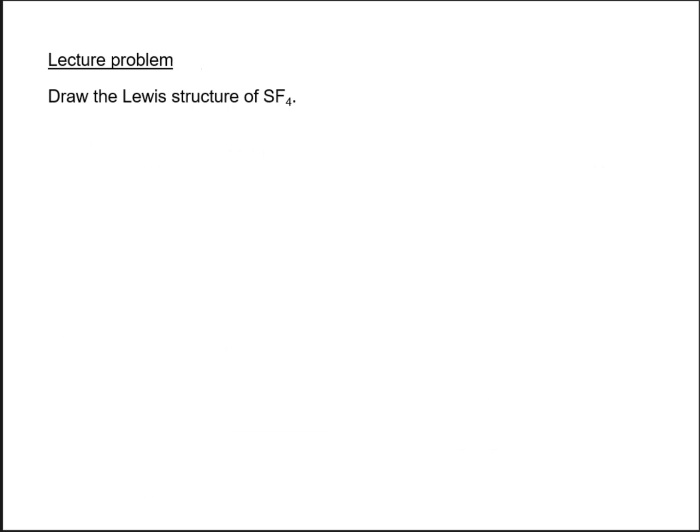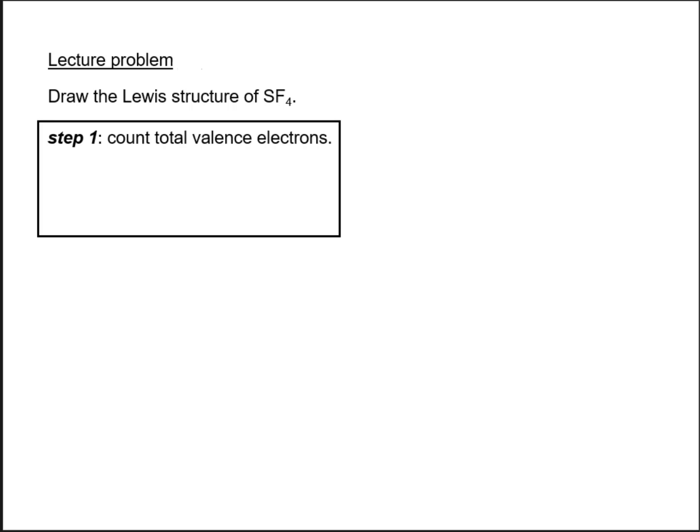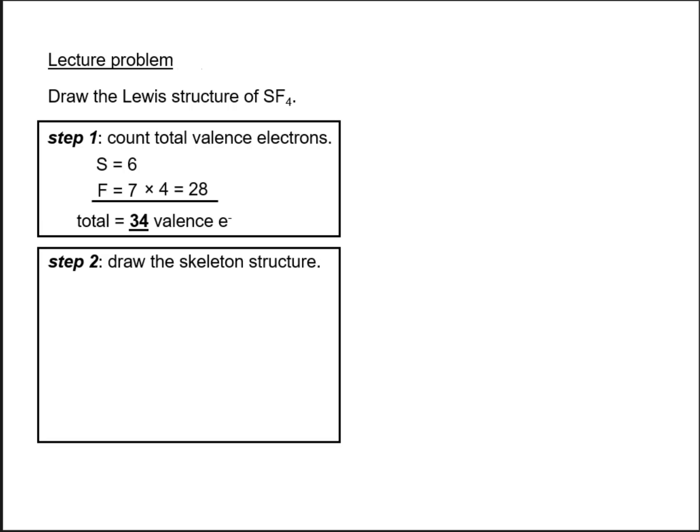So for sulfur tetrafluoride, first we're going to count the total number of valence electrons. Sulfur is in group 6. It has 6 valence electrons. Fluorine is in group 7, 7 valence electrons. And we have 4 fluorines. So we expect a total of 34 valence electrons. Now step 2, we do the skeleton in between sulfur and fluorine and connect them with single lines.